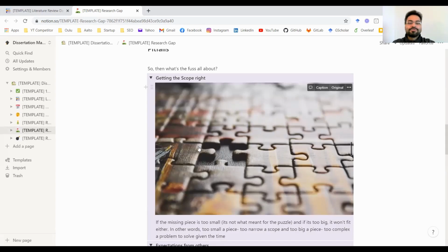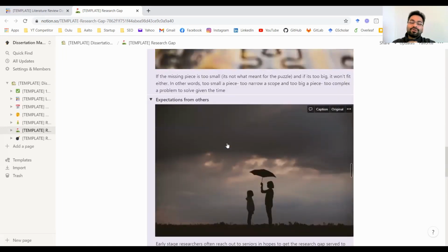which brings me to the second pitfall, wrong expectations from others. I've often seen when the early stage researchers reach out to their seniors or fellows, they try to play 20 questions with them. It's like trying to get the other person to serve the research gap to you, which is the biggest mistake you could ever make.